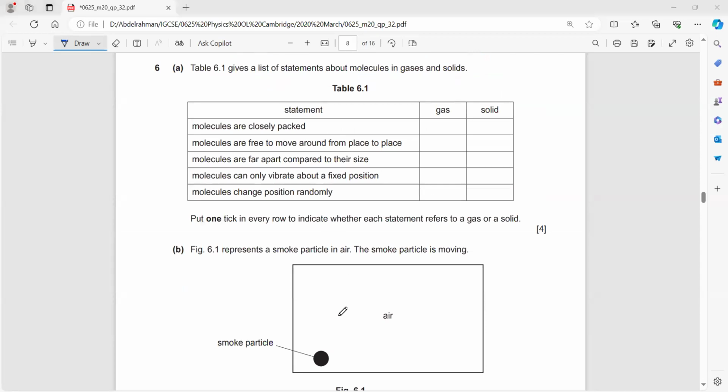Moving on to the next question. Molecules are closely packed: gas or solid? Solid. Freely, free to move: we know it already, gas. Far apart: definitely gas. Can only vibrate: solid. Randomly: this is gas.